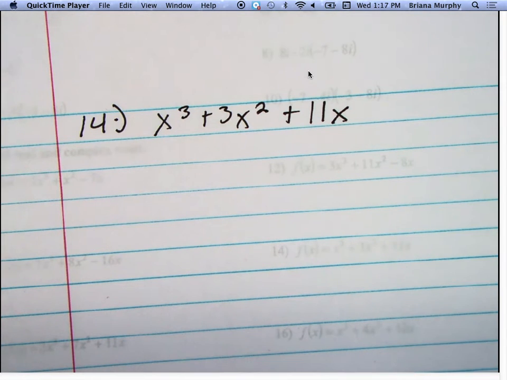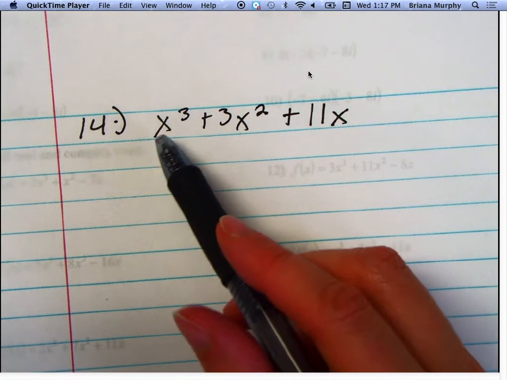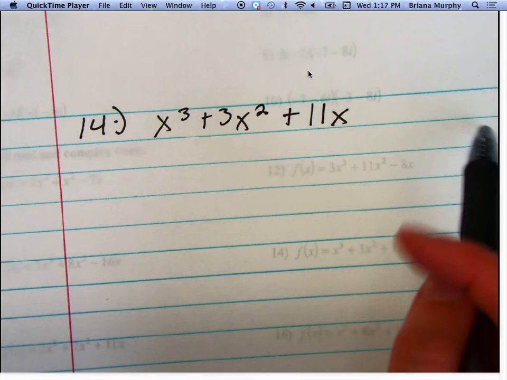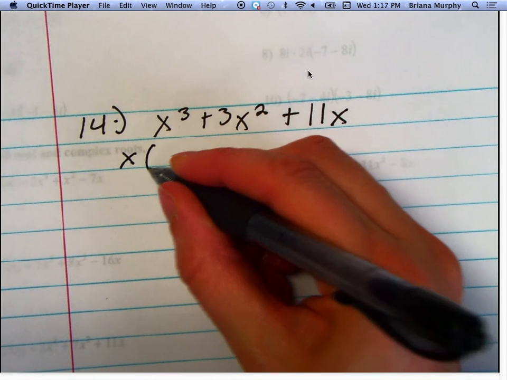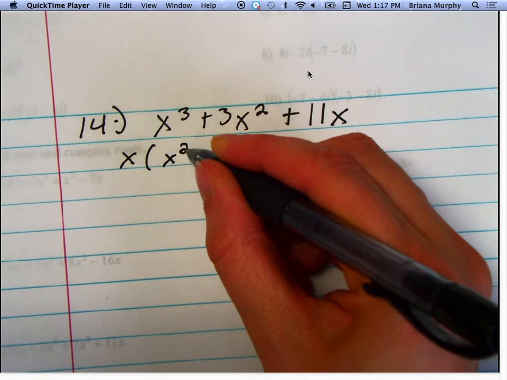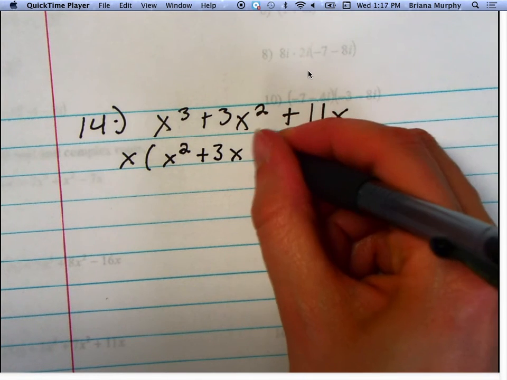Okay, so what is the greatest common factor of these? What do all of these have in common? So I'm going to take out an x and put it in front. I took out the greatest common factor. I'm left with x squared plus 3x plus 11.